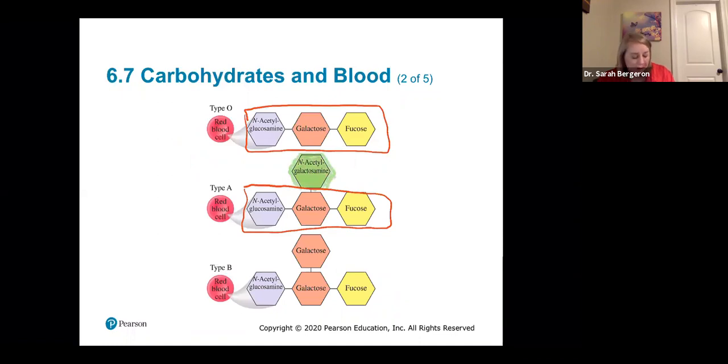If I go to type B, it has the same three as type O: N-acetylglucosamine, galactose, and fructose. But like type A, it has something extra added to it. What is the extra thing that's added to it? The extra one is our galactose. So this is unique to type B. We have galactose.